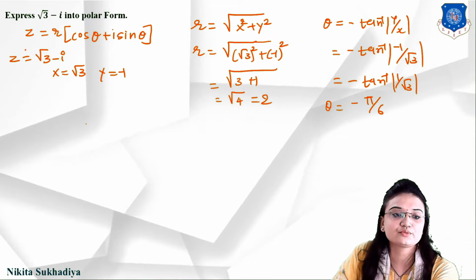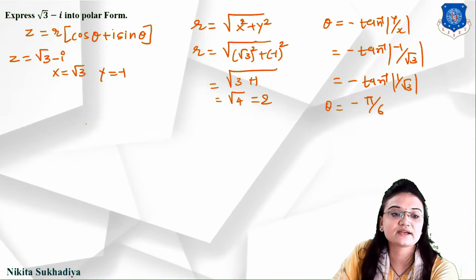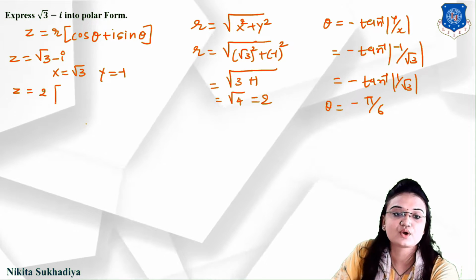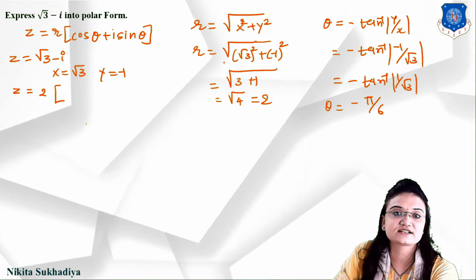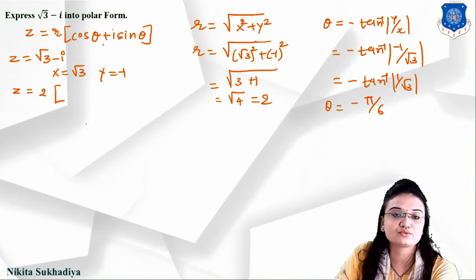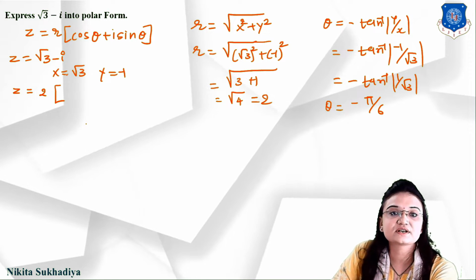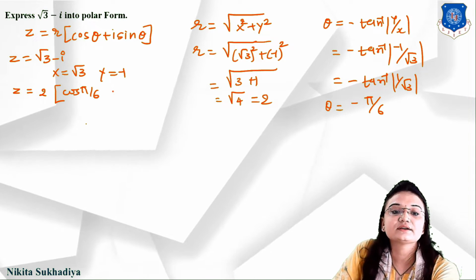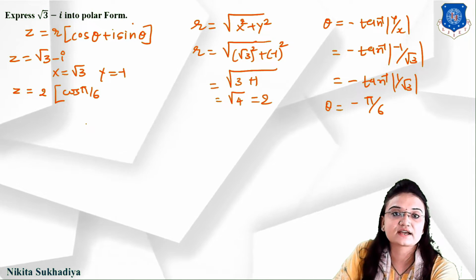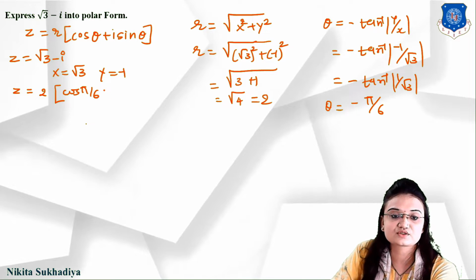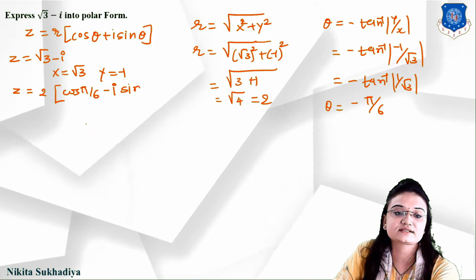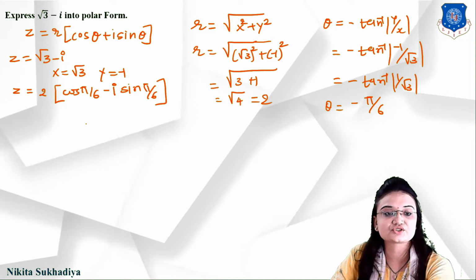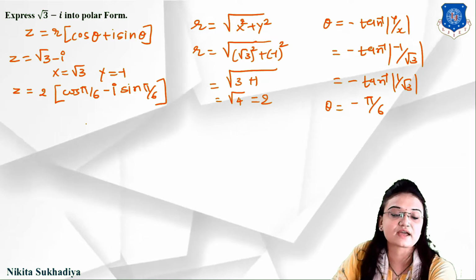So the polar form representation of root 3 minus i, that is z, is equal to r, that is 2, and theta is minus pi by 6. For cos, the negative value of theta becomes plus cos theta, so this is cos pi by 6, and for sine the negative value of theta becomes minus sine theta, so this one is minus i sine pi by 6. This is the polar form representation of the complex number root 3 minus i.